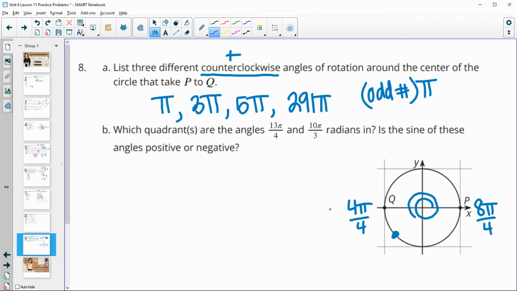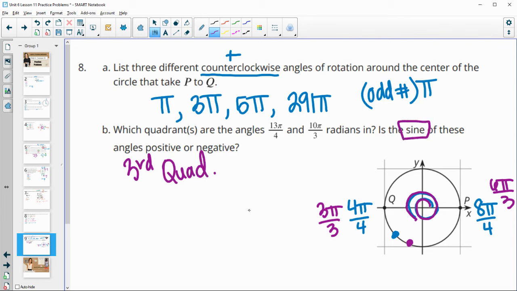And then if I do pi over 3, then this would be 3 pi over 3. So this would be 6 pi over 3. And we'll count like that. So 3 pi over 3, 6 pi over 3, 9 pi over 3. So 10 pi over 3 is going to be in this third quadrant as well. So these are both in the third quadrant. And it wants us to then tell if the sign is positive or negative. Well, that's the y value. And in the third quadrant, you have negative x's and negative y's. So the sign is going to equal a negative number.